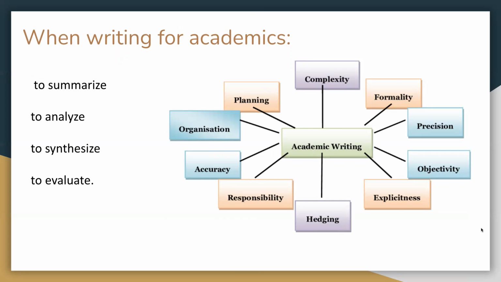Now, when we're thinking about academics, the writing becomes a bit more complex. And because it becomes a bit more complex, it requires more thinking. It requires more purpose. And there are 4 different purposes for writing academically: to summarize, to analyze, to synthesize, and to evaluate.